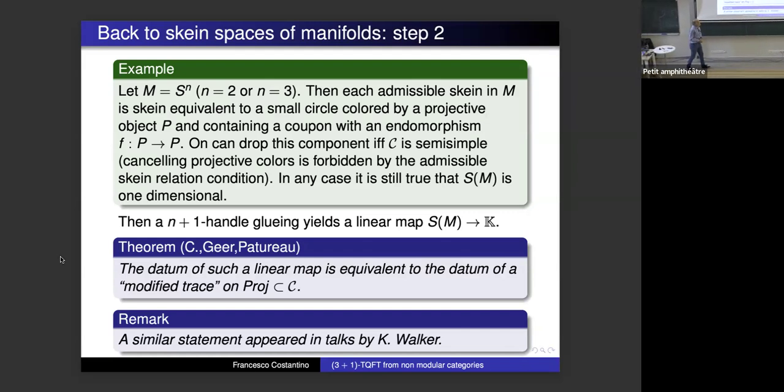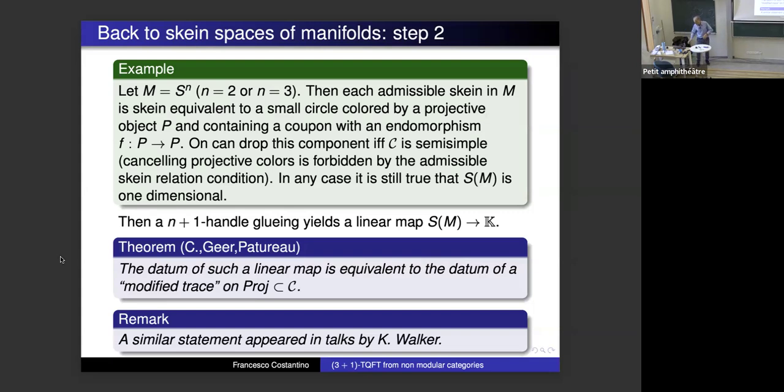So the theorem is that actually the datum of such a linear map is exactly equivalent to the datum of what is called a modified trace on the ideal of projectives for the category. So it's nice because it's matching topology to algebra, if you know what a modified trace is. If not, I will tell you. But the idea is kind of easy. Look at this picture, for instance.